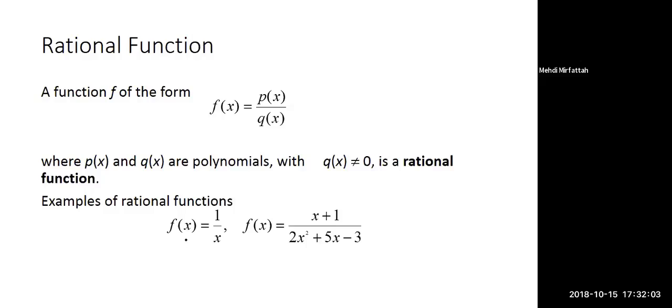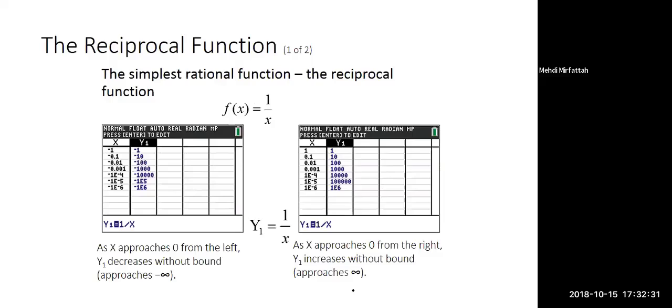So in this case, f of x equals 1 over x. The number at the top of the fraction is a constant, and at the bottom of the fraction we have a polynomial x. Another example of a rational function would be f of x equals x plus 1 over another polynomial. The simplest rational function, you may want to write this on your summary sheet, is f of x equals 1 over x. If I use my calculator, you can see the basic graph of this function.